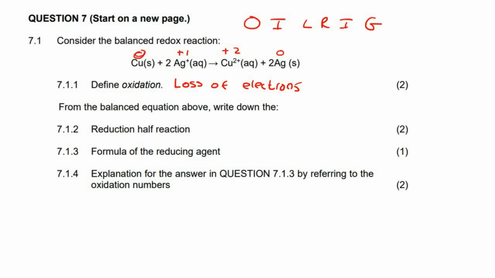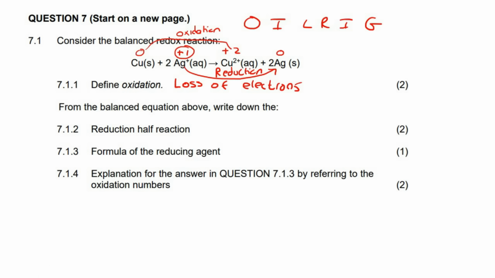So you see how the copper goes from 0 to 2, so it becomes more positive. That is oxidation, because remember, oxidation is when you lose electrons, and when you lose electrons, you become more positive. Then this one over here is reduction, okay? Because you're going from a positive to something that is less positive. So the only way you can do that is when you gain electrons, because electrons are negative. So there we have reduction.